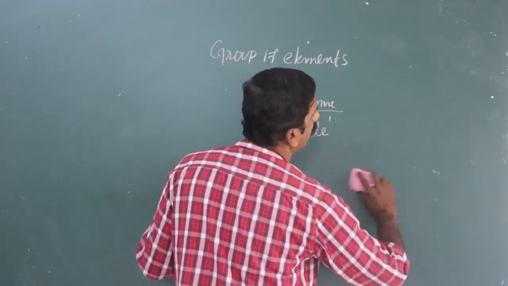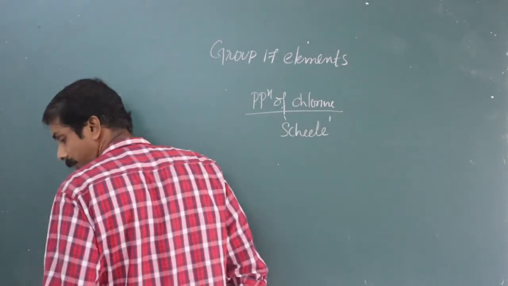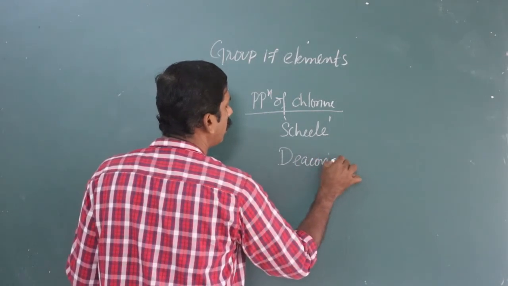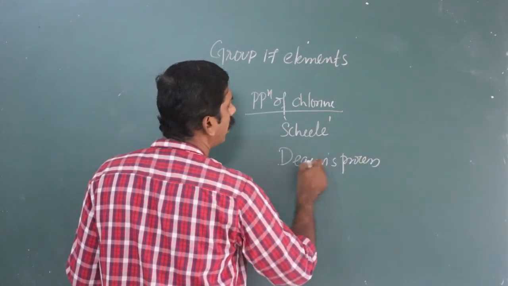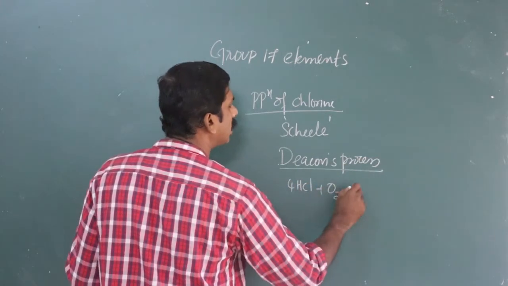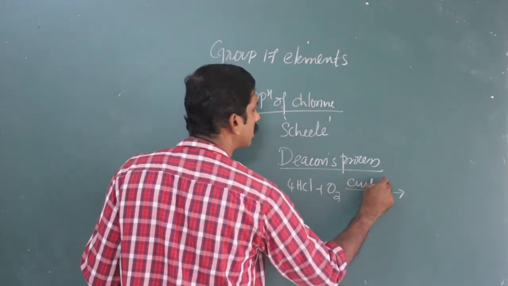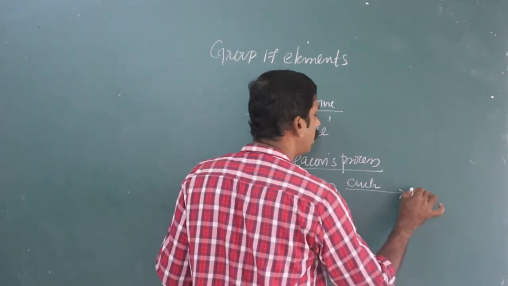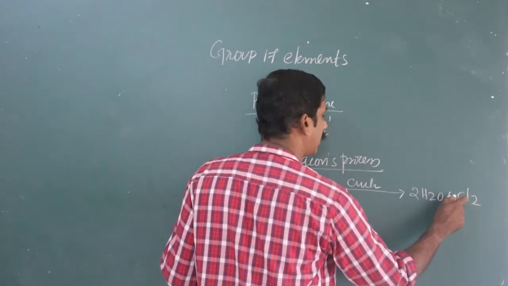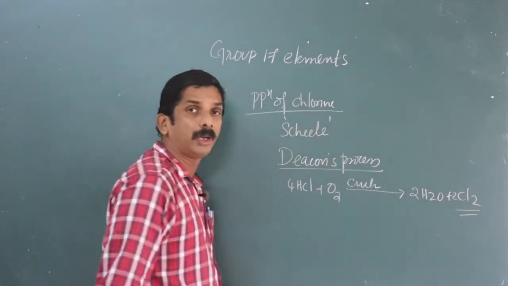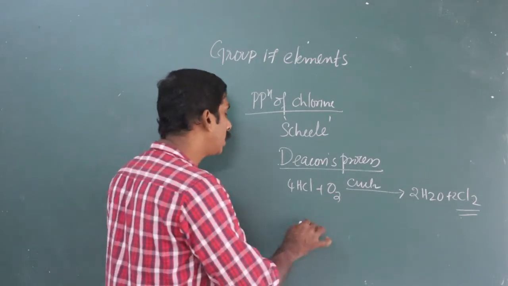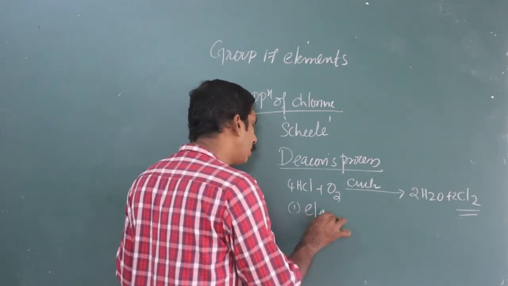On a large scale, chlorine is prepared by Deacon's process. In Deacon's process, HCl undergoes oxidation in the presence of CuCl2. It gives 2Cl2 plus H2O. On a large scale, chlorine is prepared by Deacon's process, or it is obtained by the electrolysis of brine solution.